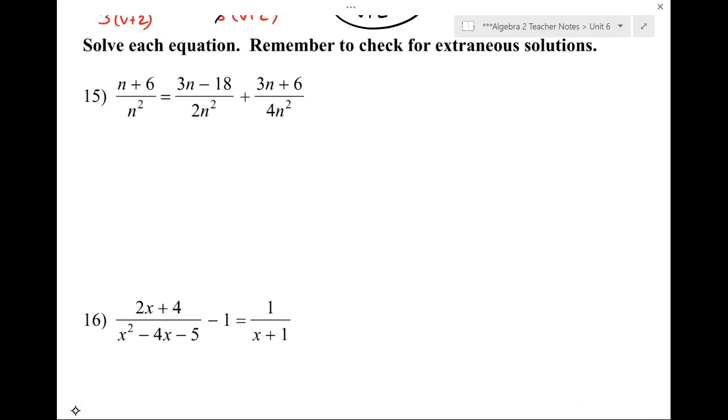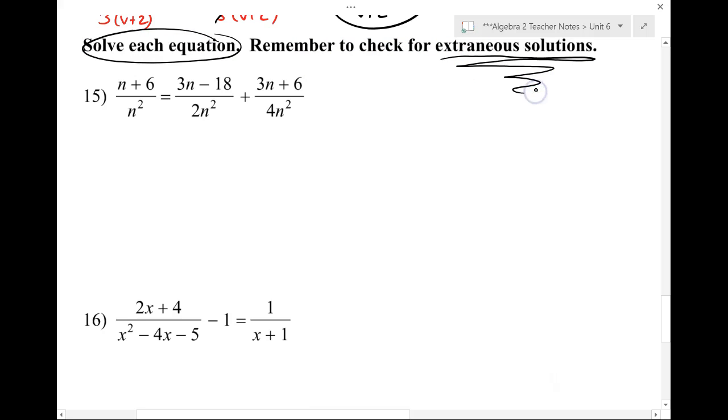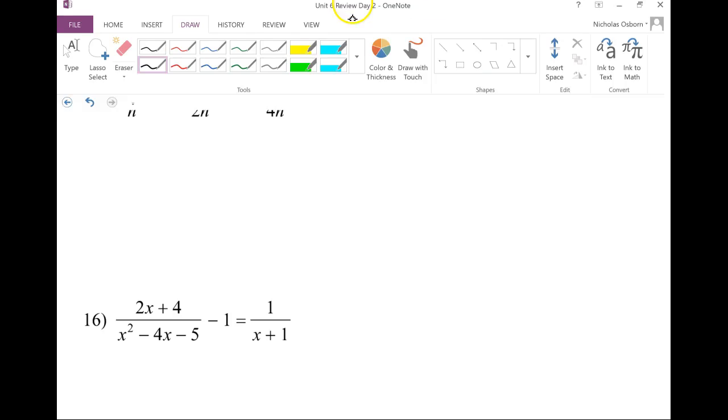So now we're going to do solving equations, or rational equations. And one thing to remember is to check for extraneous solutions, excluded values. Values of our solution that are going to make our original equation undefined. So let's start there first.